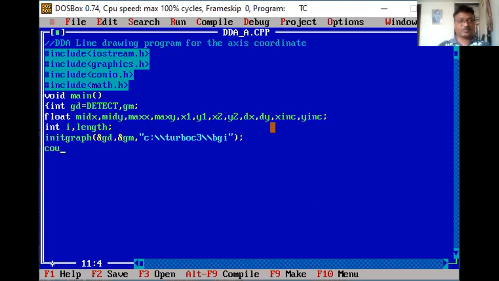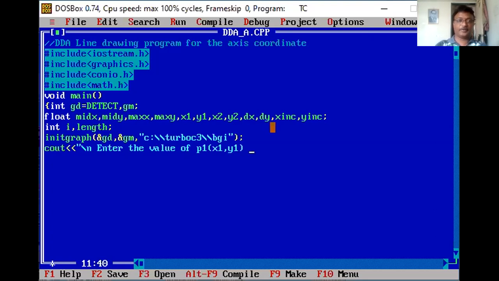Now I have to draw the line. So what is the cin value? Suppose: enter the values of P1 point and P2 point. So enter the value of P1. Suppose P1 has the coordinates x1, comma, y1, and P2 has the coordinates x2, comma, y2. So these are the values you have to enter from the user. So cin x1, y1, x2, y2. Right. Now these are the values I have entered from the user.